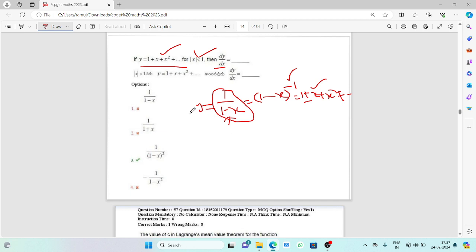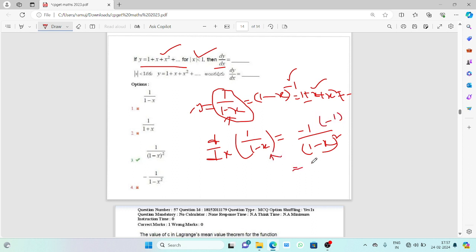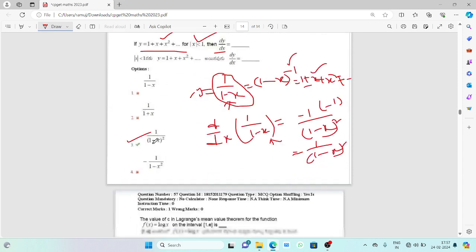If you differentiate that y value, he is asking dy by dx of y. So we have to differentiate this function 1 by 1 minus x. If you differentiate that, we will get minus 1 by (1 minus x) whole square into minus 1, because here minus 1 is there, so we will get minus 1 here. If you calculate that, you will get 1 by (1 minus x) whole square. So the third option is the correct option for this question, simple one.